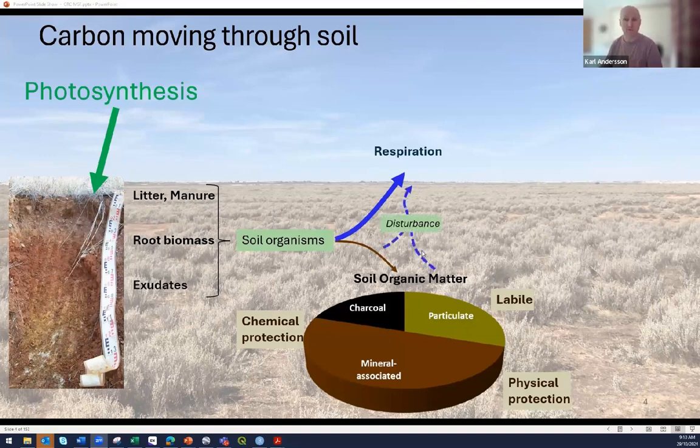The more disturbance there is, the more aeration in the soil, the more the bugs have an opportunity to get into what's being protected in the physical structures, and also the amount of air means they can be more active. So that leads to more respiration. We have product removal, of course, and hopefully not too much, but we do definitely have erosion losses from the system.